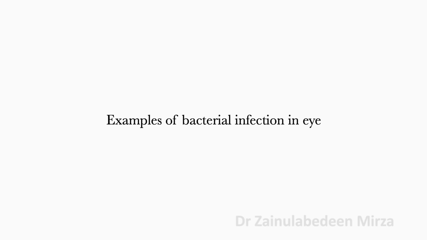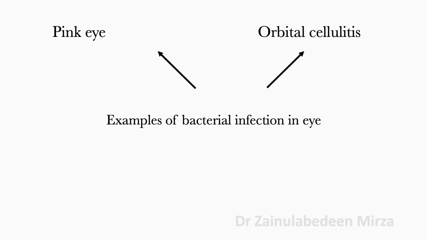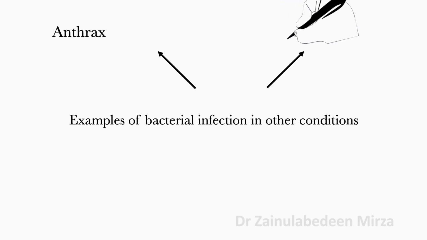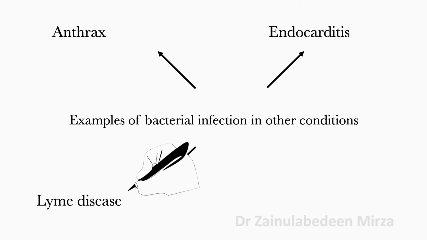Examples of bacterial infections in the eye are pink eye and orbital cellulitis. Examples of bacterial infections in other conditions are anthrax, enterocolitis, Lyme disease, and sepsis.